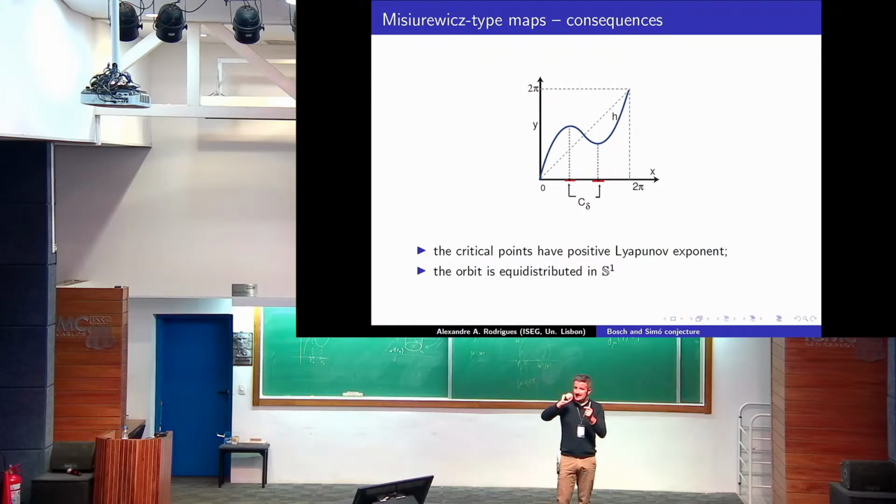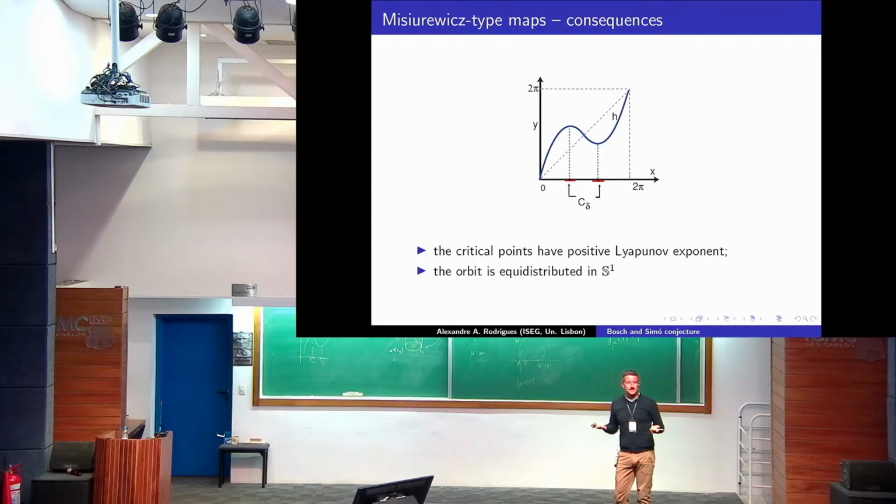Do you understand the meaning? So I have an orbit. For a Misiurewicz map, I have an orbit in such a way that the Lyapunov exponent is positive. It's okay to have chaos. And moreover, the orbit will visit the whole interval after some time. This means that I'm going to shadow the whole interval.